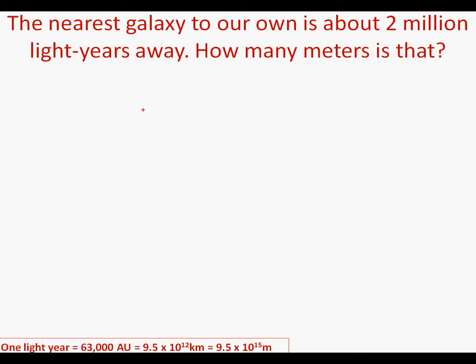Here is another math problem, the last one, and again, it might look a tiny bit intimidating, but it's actually one of the easiest ones we've gone into so far. It says the nearest galaxy to our own is about 2 million light years away. So we have a distance there, and we want to convert it from light years to meters.